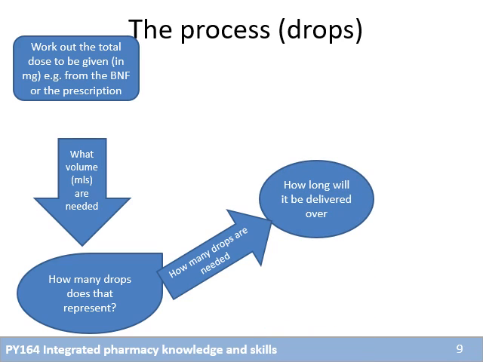We go back to how long is it going to be delivered over. So we need to know how long we have to administer the drug. Some drugs can be given more quickly than others. Sometimes drugs are too toxic to be given all in one go. Sometimes they need to be given for a long period of time. And once we know that, we know the number of drops per minute that we need to give.